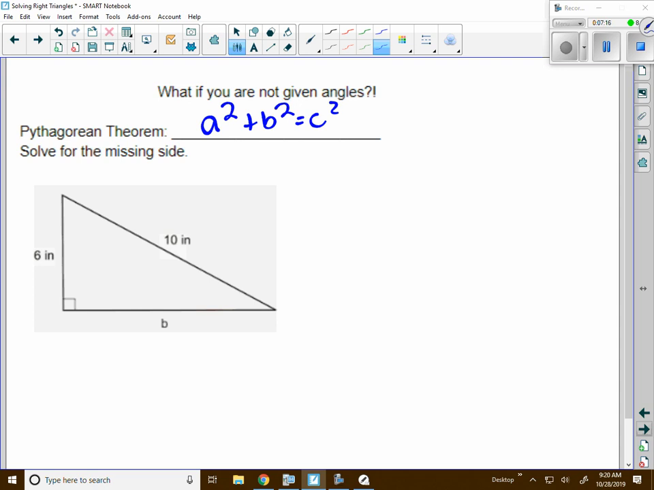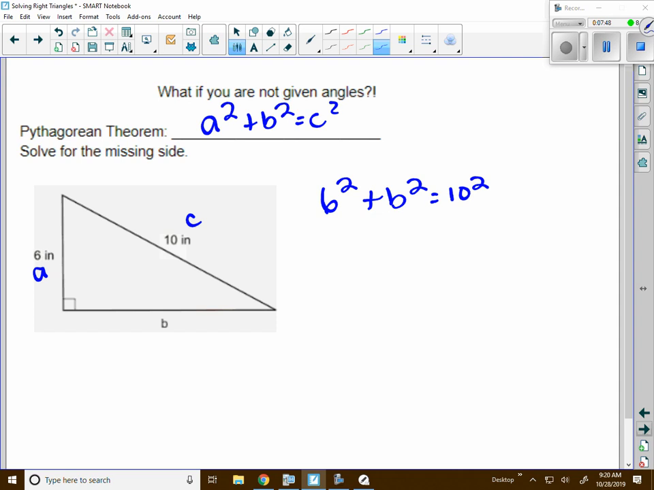All right, side A will be 6 because that's a leg. Side B is already labeled for you. And then side C is our hypotenuse. A and B are interchangeable. They're both legs. It doesn't matter which one you write first. But C always has to be the hypotenuse. We set this up: 6 squared plus b squared equals 10 squared, because 10 is our hypotenuse. We're going to solve for b.